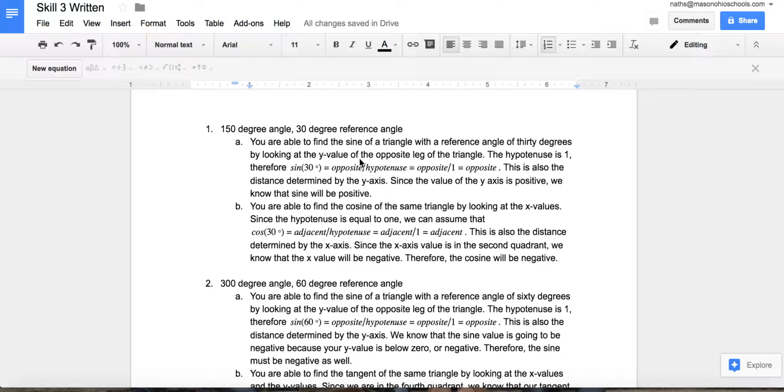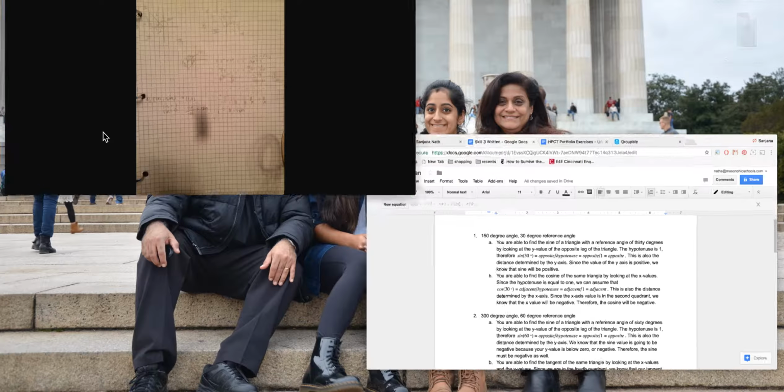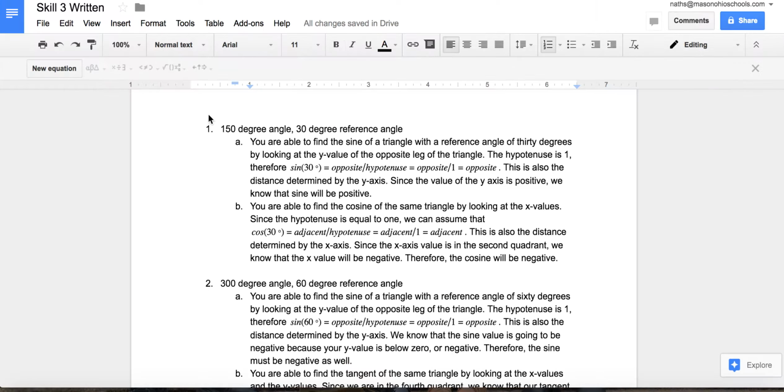So I found the sine of this triangle by looking at this graph, and you see that it's in the second quadrant. Because sine is opposite over hypotenuse, you know that opposite is going to be this y value, and the hypotenuse is 1. So it would be your positive y value over 1, which is just positive y because it's over 1, therefore it's the same.